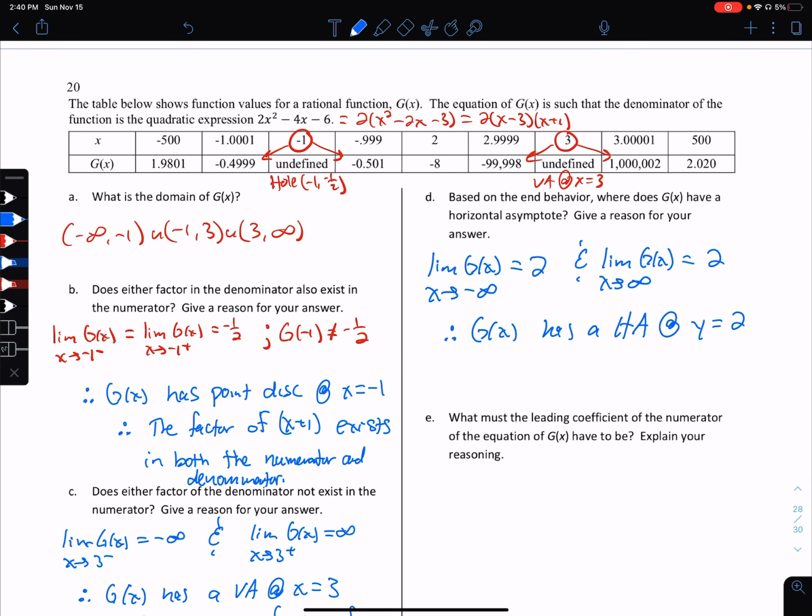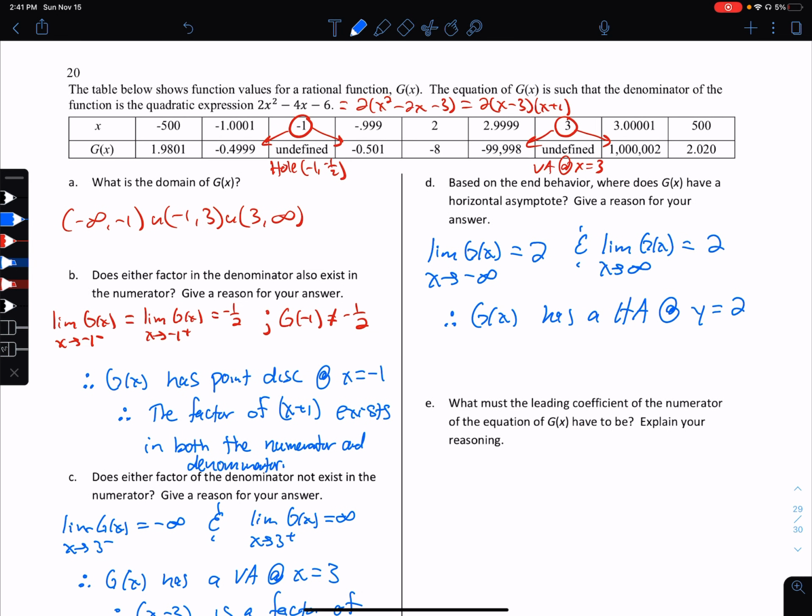Last one. What must the leading coefficient of the numerator of the equation of g of x be? Explain your reasoning. Well, let's see. If we reason this out, we know there's a horizontal asymptote at y equals 2. If that's the case, the leading coefficients in the numerator and denominator have to reduce to 2. The leading coefficient in the denominator is a 2, so the numerator would have to be a 4 for that to simplify to 2. Let's write that down.